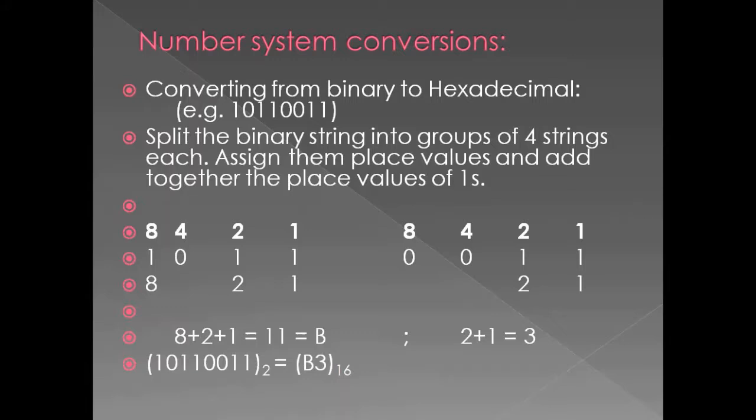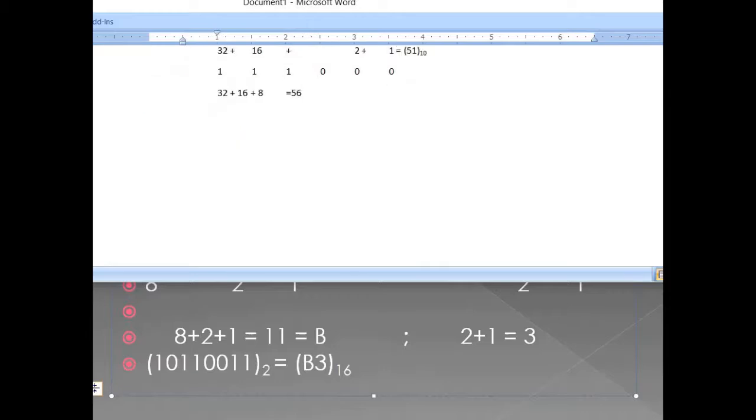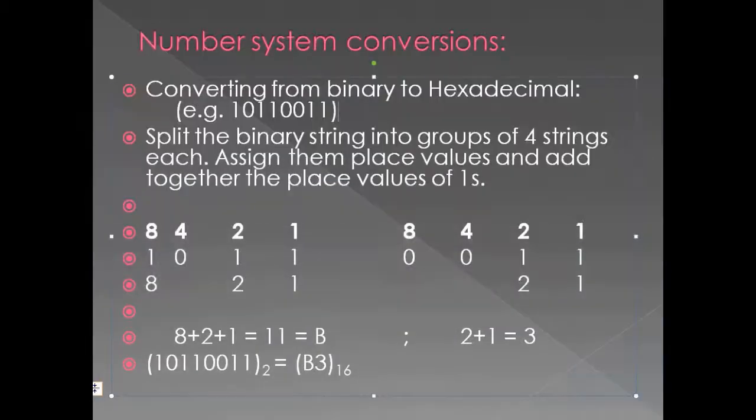Next, converting from binary to hexadecimal. For example, this number 10110011. Split that binary string into a group of 4, assign them place values, and add together the place values of ones. Now this is rather easy. We have 8 numbers, convert them into groups of 4s.